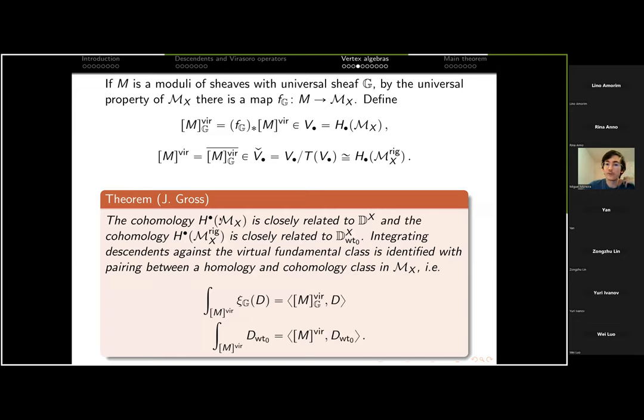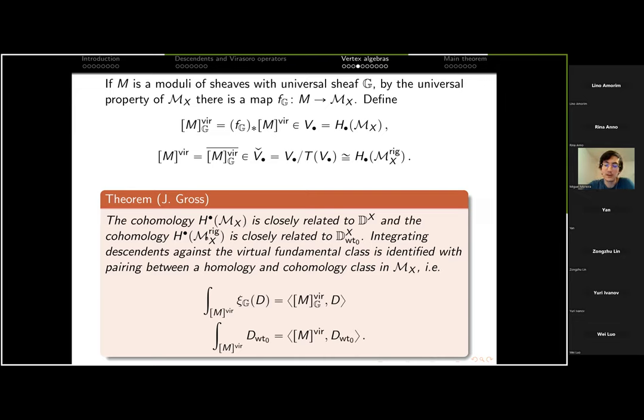So the cohomology of MX is closely related to the formal algebra of descendants in the sense that I was talking about. They're not quite isomorphic, but for practical purposes, let's think they are. And the way they're related is the following. We have a universal sheaf on MX cross X. And so we get a morphism from DX to the cohomology of MX by taking the geometric realization with respect to this universal sheaf. And this geometric realization is basically an isomorphism.